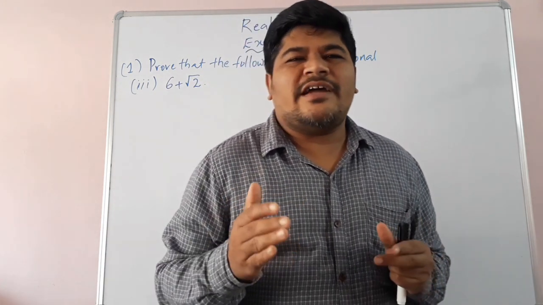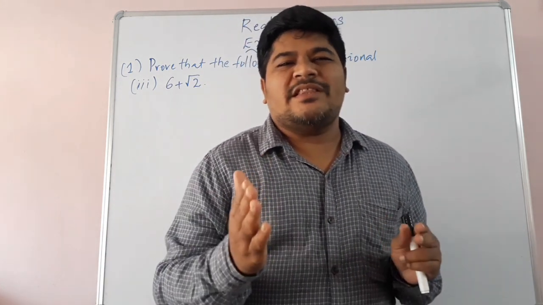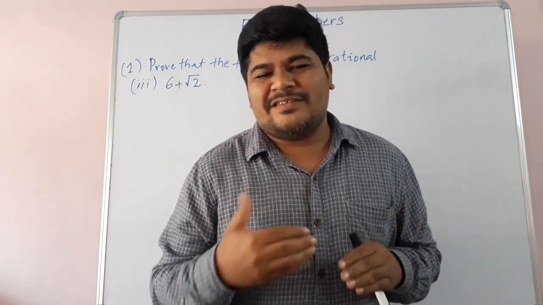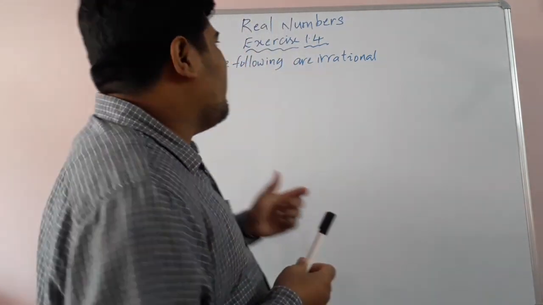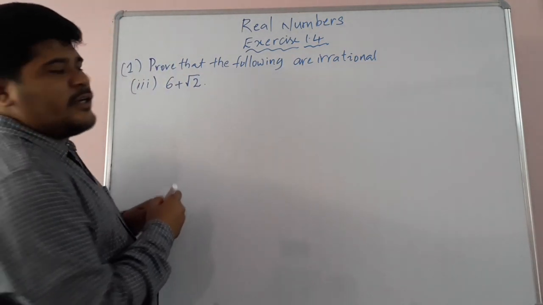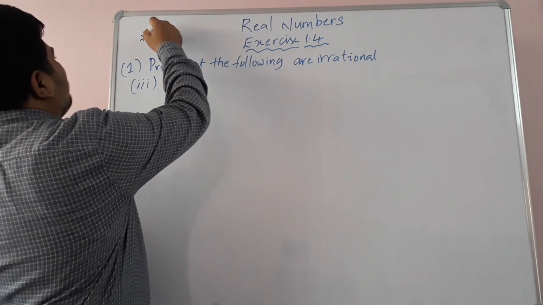So students, right now we are discussing the contradiction method in exercise 1.4. We have completed two problems in the previous session. Now let's see the third problem in exercise 1.4, children. These are important for 4 marks, as I already told you. So let's see the problem, children.